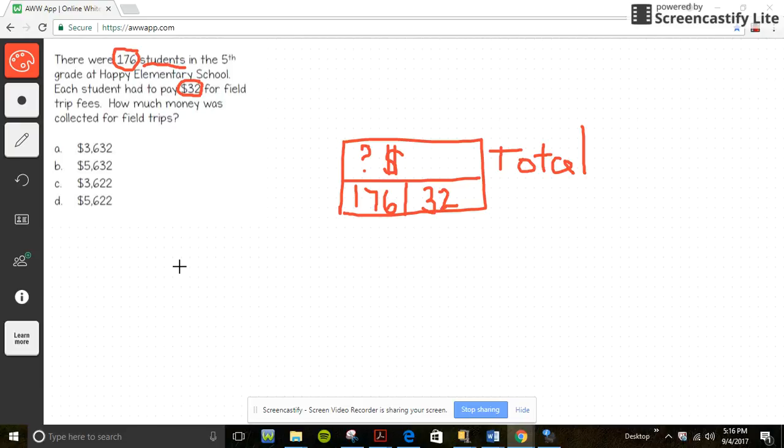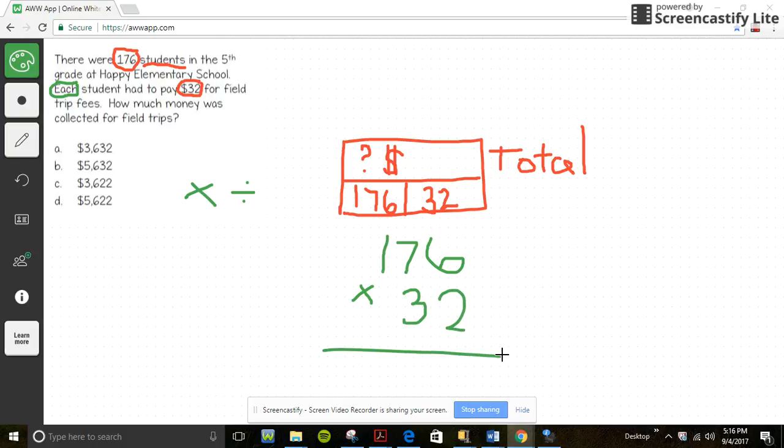Now, to help us with the math problem, we go back and look for a key word. The key word, and I'm going to change my color here to green, the key word each is a key indicator for either multiplication or division. When it's set up like this type of model, though, where we don't know the total, then we know that we're either adding the total or multiplying the total. And again, with that key word each, we know that we are going to multiply. So we would take 176 and multiply it times 32. That should give us our total answer.